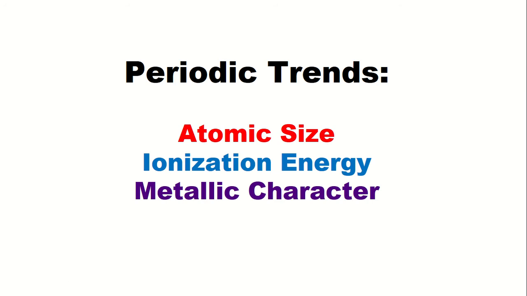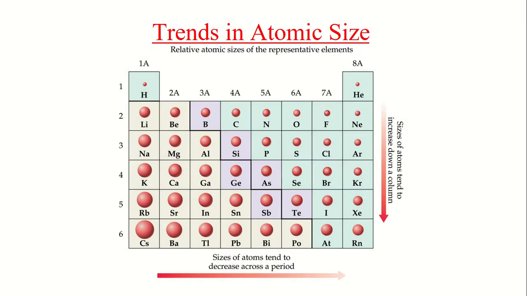Hello everyone. I'm going to talk about some periodic terms including atomic size, ionization energy, and metallic property. First, I'm going to ask you to think about atomic size of elements in the periodic table. Based on this sample periodic table, you will find we can compare elements in each group or each period.